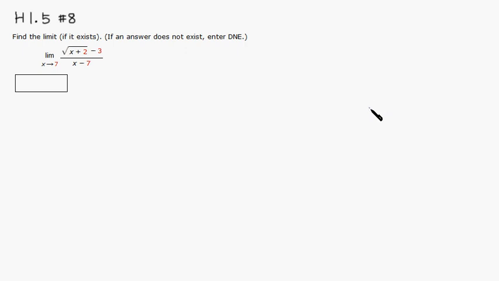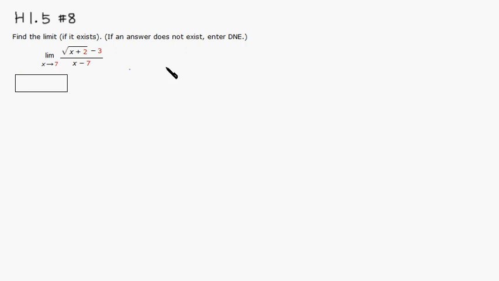Okay, let's go over homework 1.5 number 8. Alright, so we have this limit: the square root of x plus 2, minus 3, over x minus 7, as x approaches 7. Right, so the first thing we should try is just plug in 7 and see what happens.